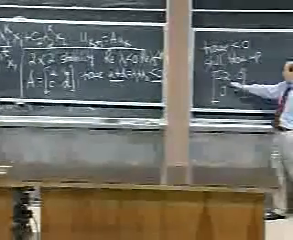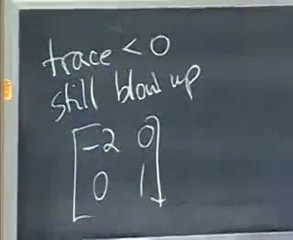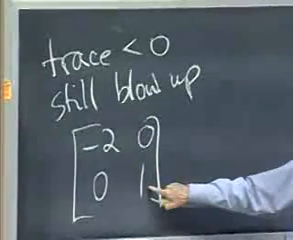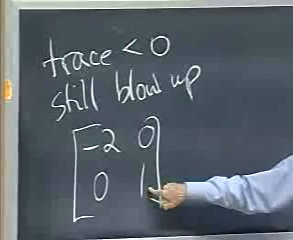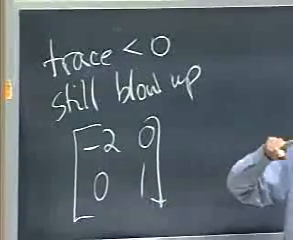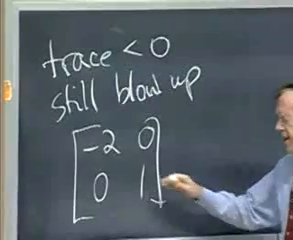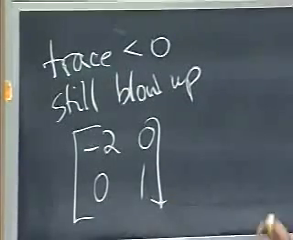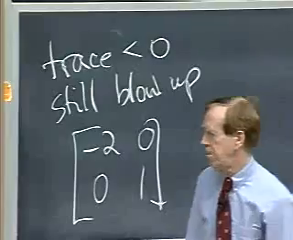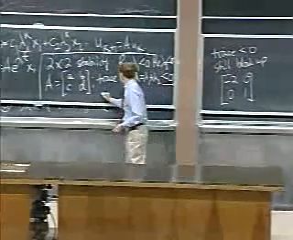I know its eigenvalues, of course. They're minus 2 and 1, and it blows up. It's got a plus 1 eigenvalue here. So there will be an e to the plus t in the solution, and it'll blow up if it has any second component at all. I need another condition. And it's a condition on the determinant.